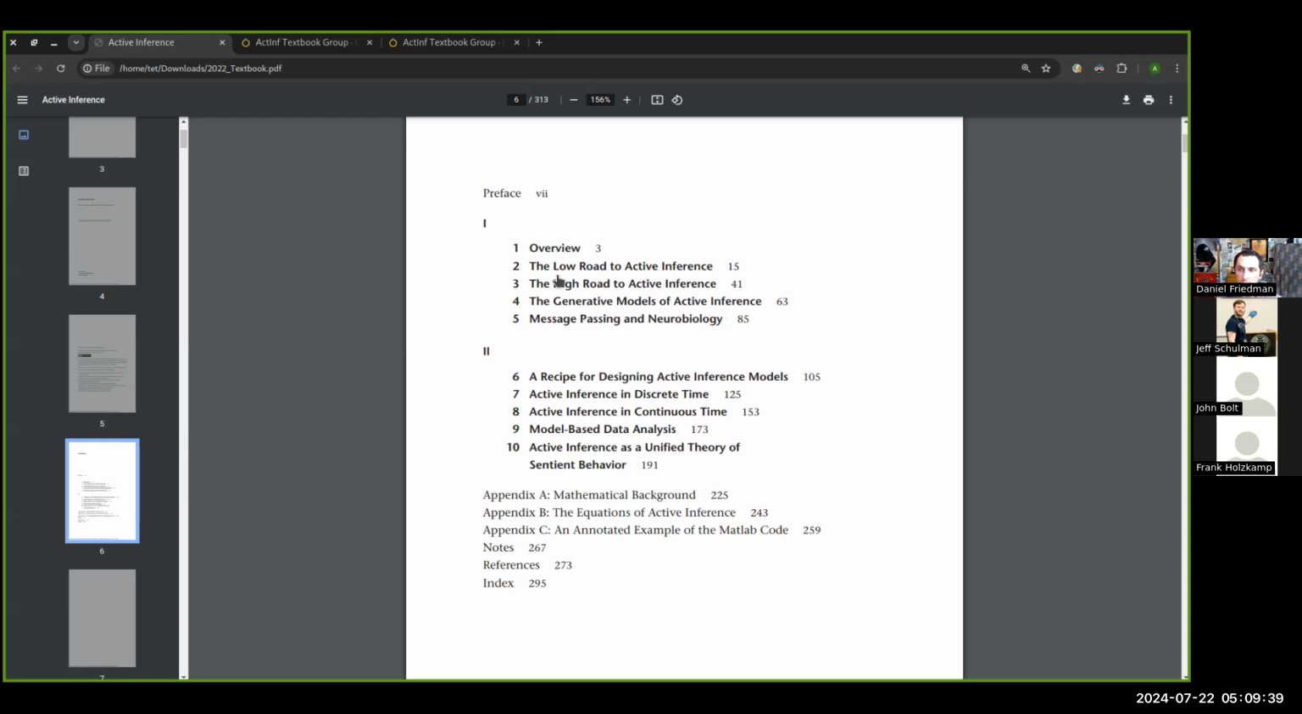Chapter 4 goes through the generative model, describes some of its analytical properties, and it introduces us to the idea that there's a discrete time and a continuous time form. Chapter 5, message passing in neurobiology, gives a quick review of one of the systems of interest that has received the most study to date in terms of active inference modeling, which is like mammalian and human neuroanatomy. That's part 1 of the book.